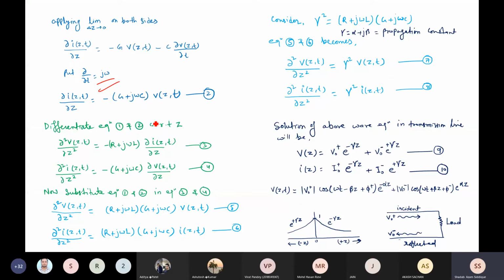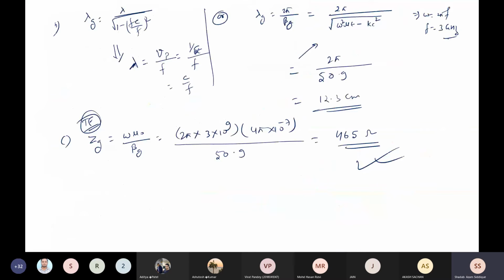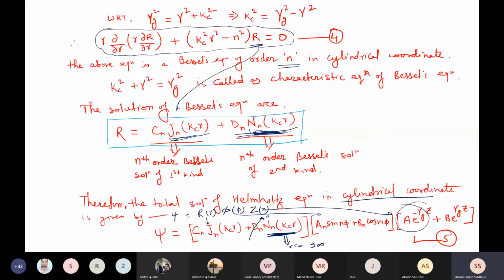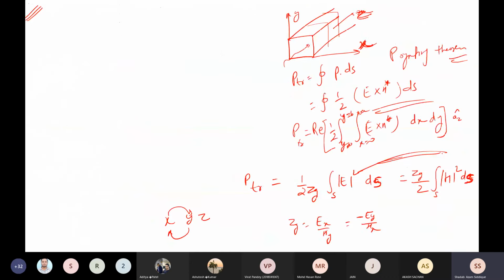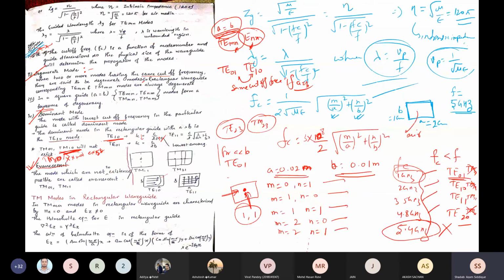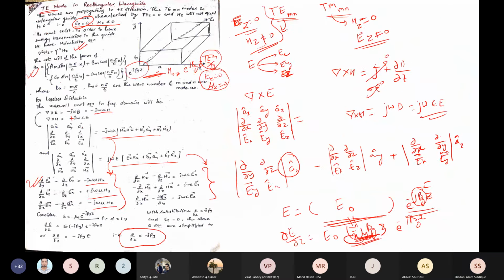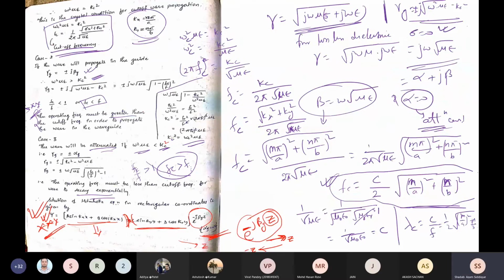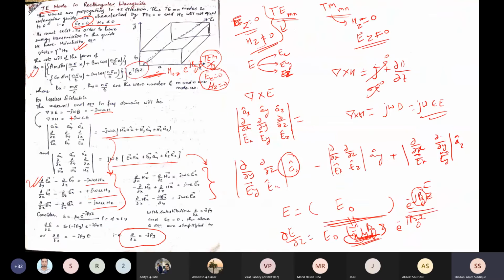the wave equation analysis, I'll go through the PPT very quickly. Similar to the wave equation we got in the rectangular waveguide, while we were solving the differential equation for the rectangular waveguide, we had got this here.